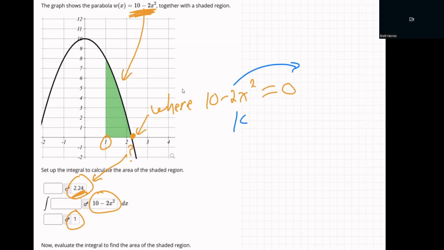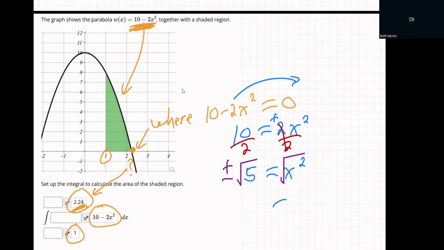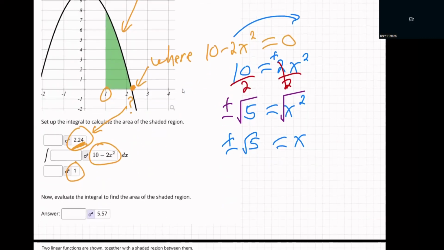Bump this over. 10 is positive 2x squared. Divide by 2. Boom. X squared is 5. And then root it. When you put a roof on the house, up and down the ladder. So then we get x is plus or minus the square root of 5. So this is plus the square root of 5.